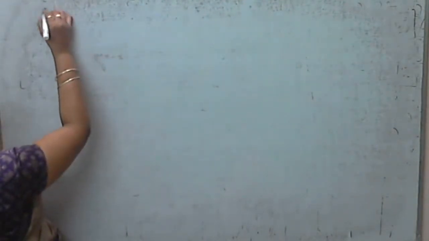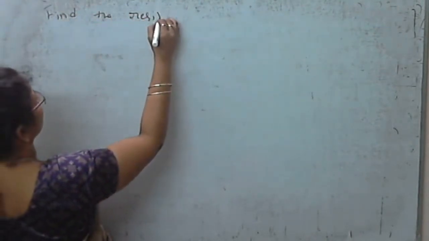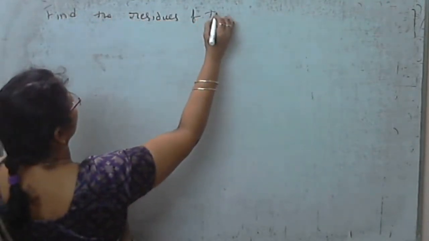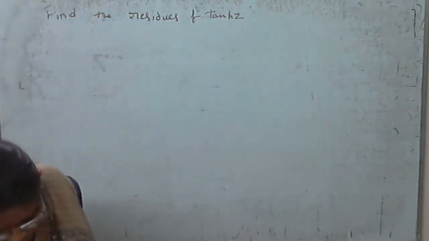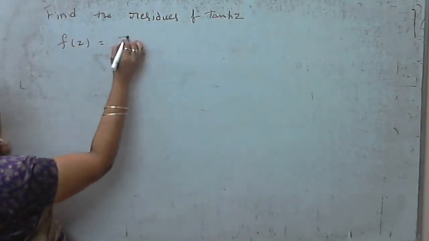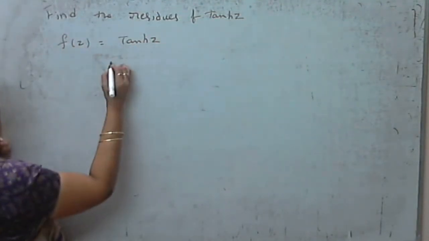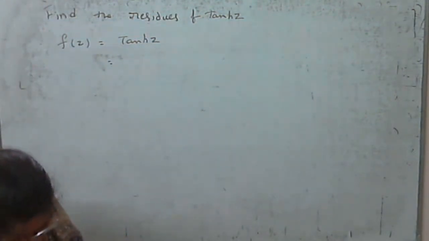Find the residues of tanh z at each pole. So let f(z) equal tanh z, that is equal to sinh z by cosh z.